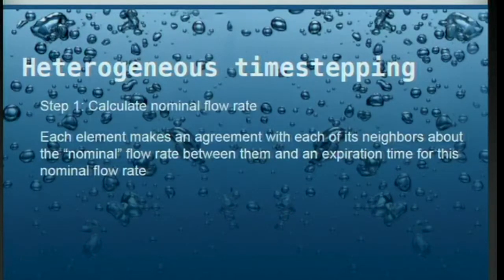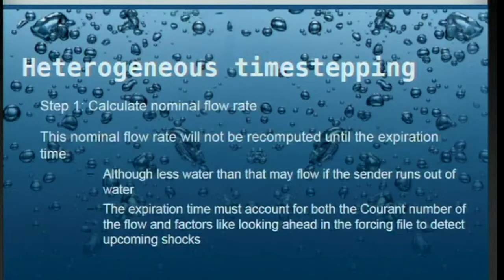And it's a kind of a 5-step algorithm. First, they calculate this nominal flow rate. And each pair of neighbors comes to an agreement about a flow rate and an expiration time. And in theory, these expiration times could be anything, but it's actually more efficient if we make them all expire at sort of integer divisible times so that multiple ones expire at the same time if they're close. And basically, the flow rate will not be recomputed until they hit that expiration time.